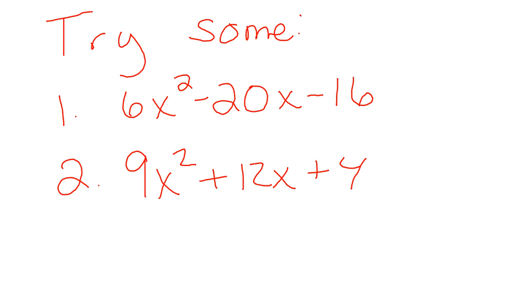Now it's your turn to try some by grouping. Number 1 is 6x squared minus 20x minus 16. And number 2 is 9x squared plus 12x plus 4.